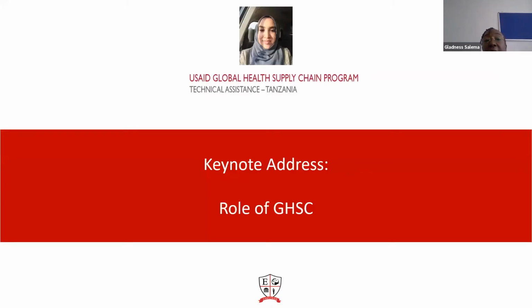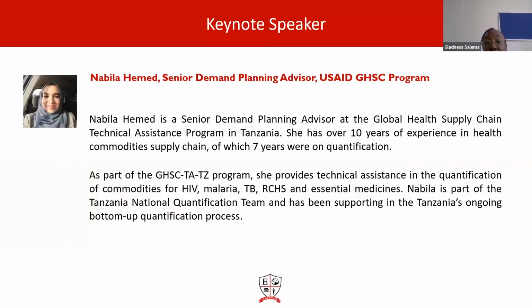Now we have Nabila from the USAID Global Health Supply Chain Program, Technical Assistance to Tanzania. Nabila is going to talk on the role of the Global Health Supply Chain. Next slide. Nabila is a senior demand planning advisor from the Global Health Supply Chain Program, supported by USAID. She has more than 10 years of experience in health commodity supply chain, and particularly in quantification, more than 7 years. So we really have an expert here.